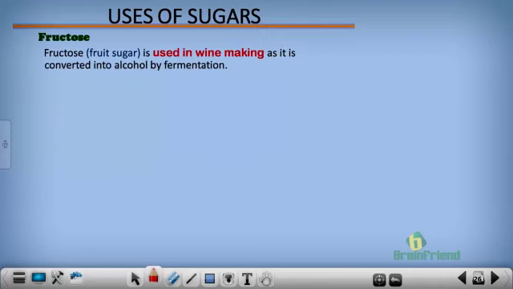Then the last sugar to look at here on our board is fructose, which is also called fruit sugar, and it is used in wine making as it is converted into alcohol by fermentation.